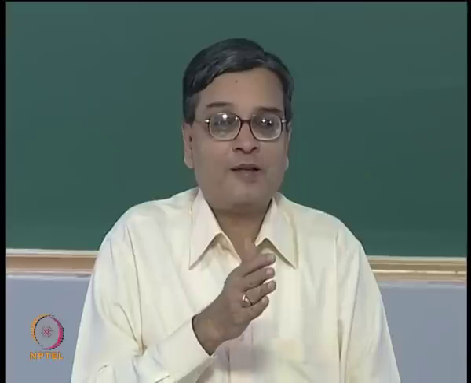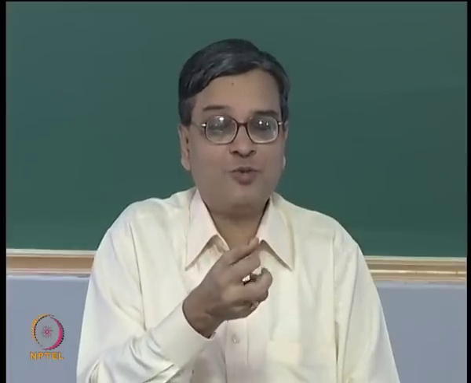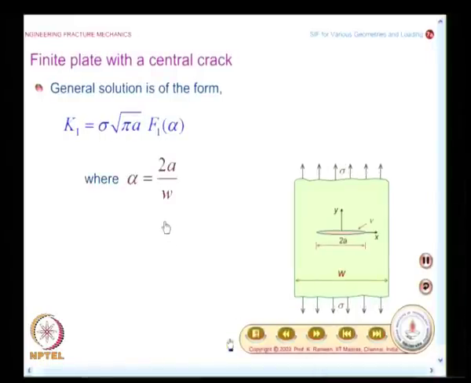That is what I said, evenly spaced collinear cracks may not be important from a practical point of view, but from that you could arrive at the solution for a center crack, and we would see you could get it for an edge crack as well as a double edge crack. That is the starting point. From that point of view, it becomes important. So, the general solution you could write in the form sigma root pi a function of alpha, and alpha equal to 2a by W. For this case, I have the crack length as 2a, width is W.